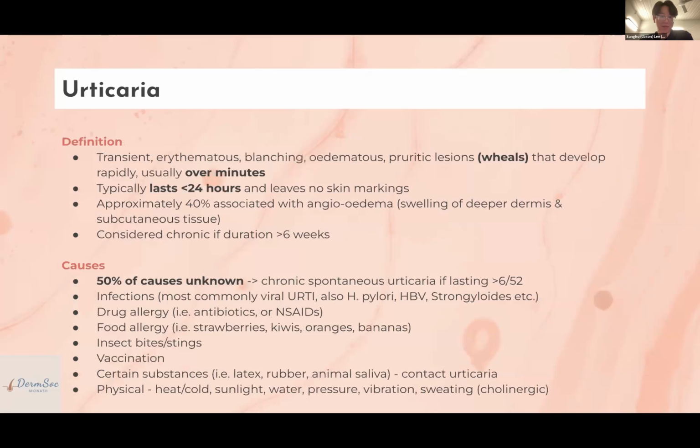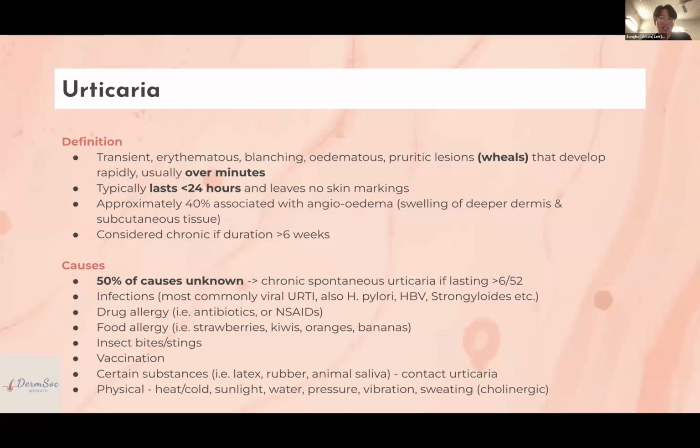Urticaria is your next stop, which is characterized by these transient erythematous, blanching, edematous, or pruritic lesions, which are called wheals, that develop quite rapidly and then go away within the next 24 hours. Often associated with angioedema as well, which is swelling that you find. And about 50% of the causes are actually unknown. So we don't know why these are caused. And if they last for more than 6 weeks, then we classify them as chronic spontaneous urticaria.